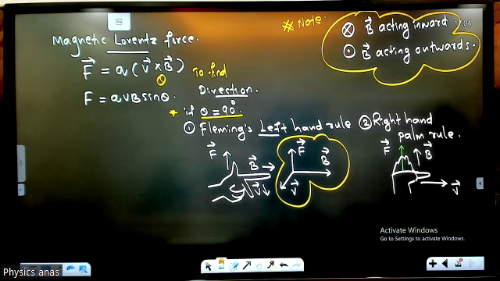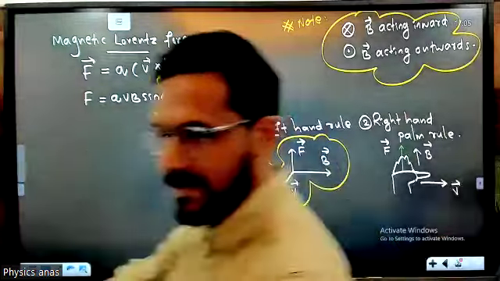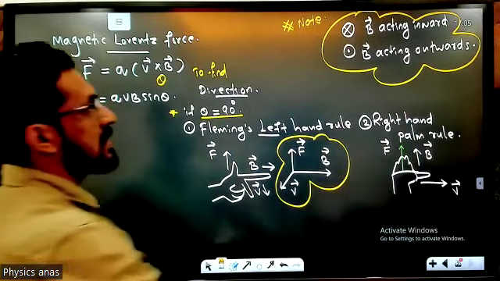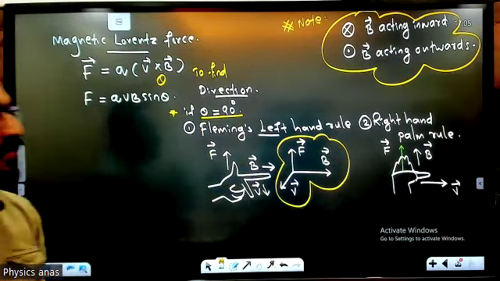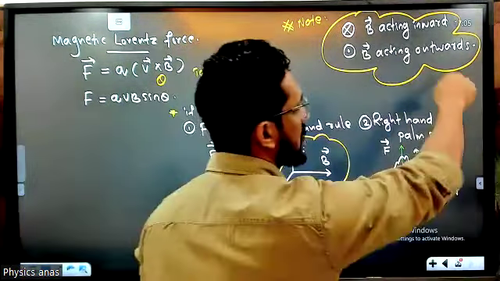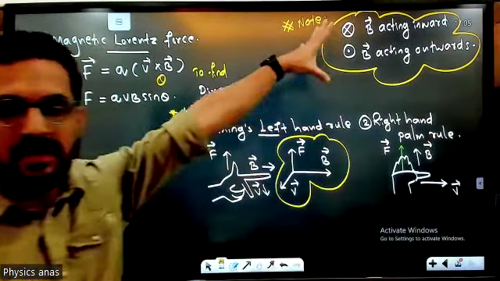Okay, you can write that note. Magnetic field acting inwards, into the plane, into the paper, can be represented with a cross. Magnetic field acting outwards can be represented with a dot.